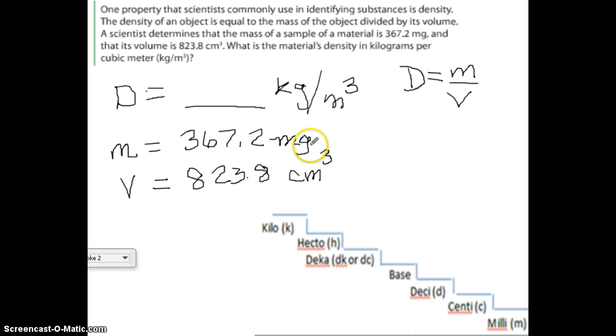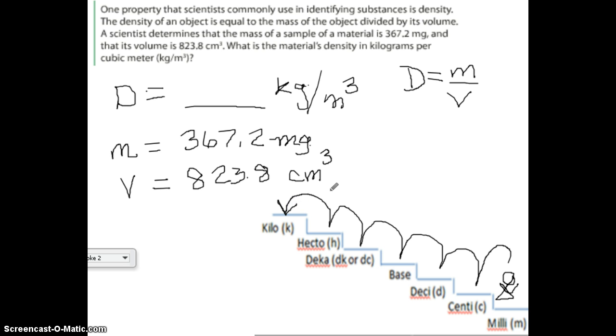Okay, so let's start with the mass. We're starting with milligrams, and we're going to kilograms. So we'll use our staircase. You pretend you are a little person, and as a little person, you start on the step of the prefix that you were given. So we're given milligram, so we're starting on milli, and we need to go all the way to kilo. So we start hopping. 1, 2, 3, 4, 5, 6 places to get to kilo, and we move to the left.